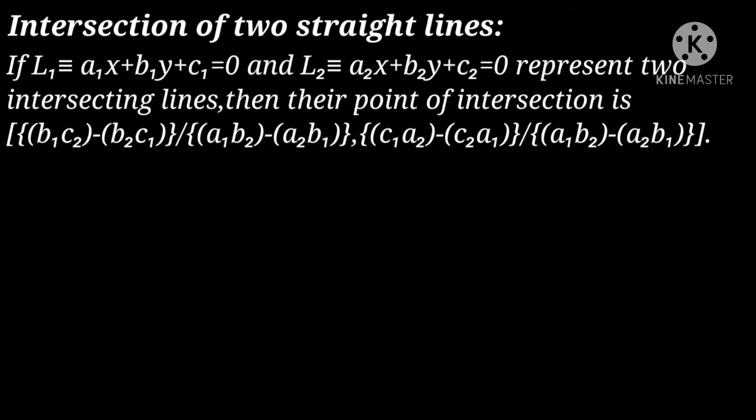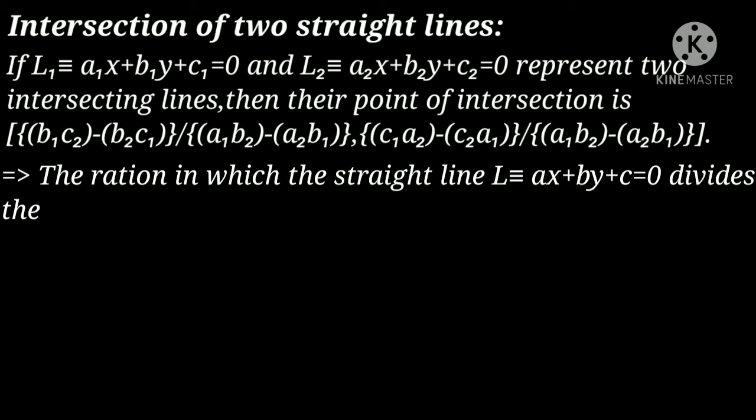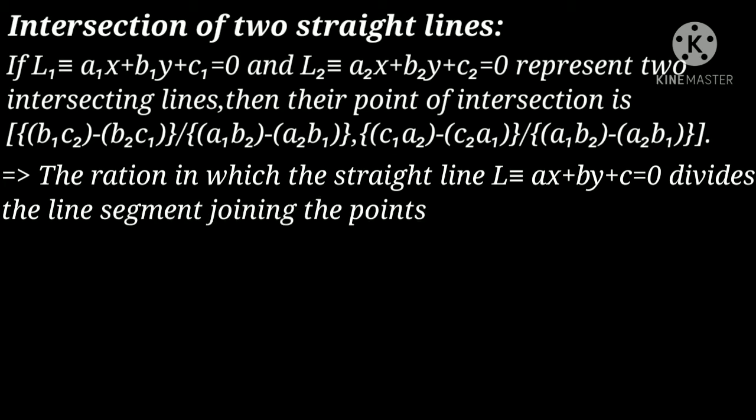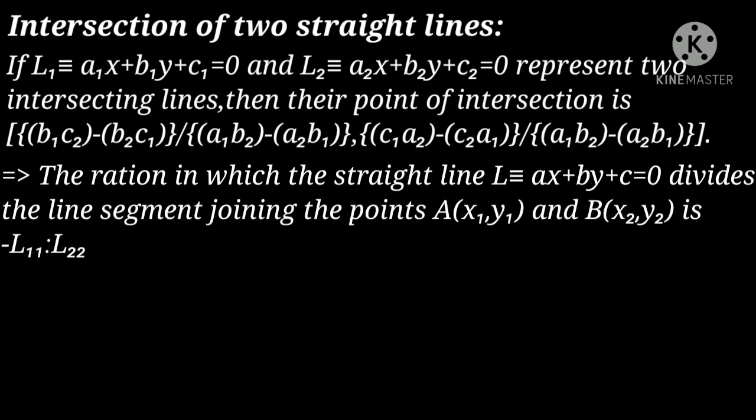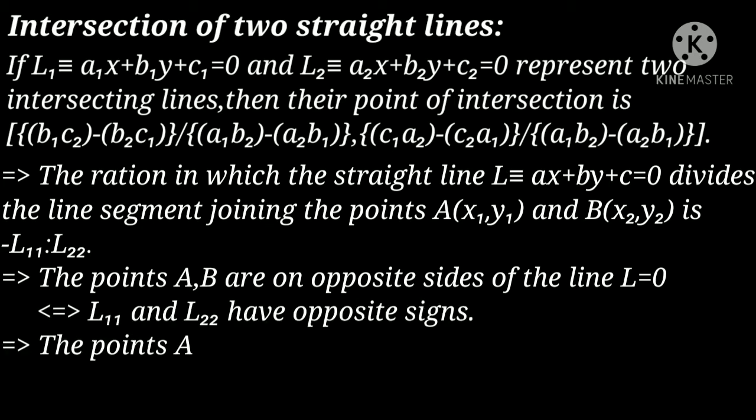Next, the ratio in which the straight line L identically equal to ax plus by plus c equal to 0 divides the line segment joining the points A(x1, y1) and B(x2, y2) is minus L11 is to L22.